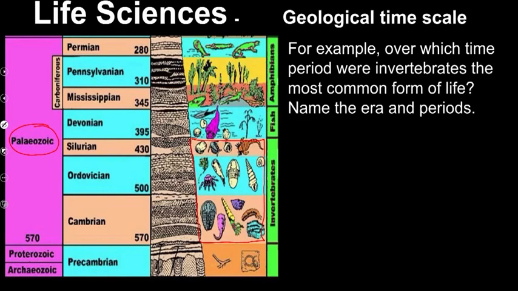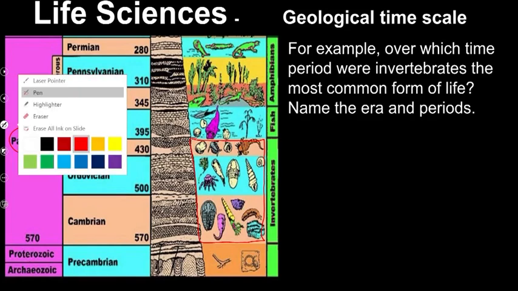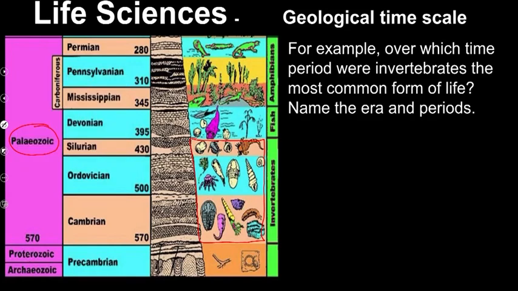So over which time were invertebrates the most common form of life? From 570 to 430 million years ago. Which era was it? Paleozoic Era. And which periods? The Cambrian, Ordovician, and Silurian periods. You don't need to remember these names, you just need to be able to use a geological time scale and extract the information from it.